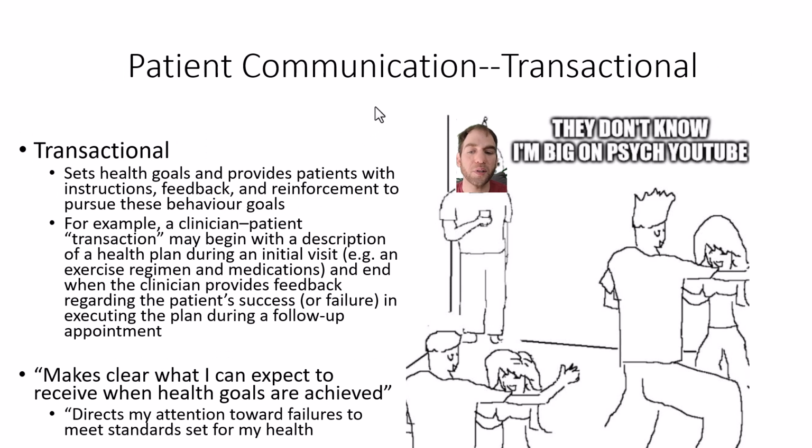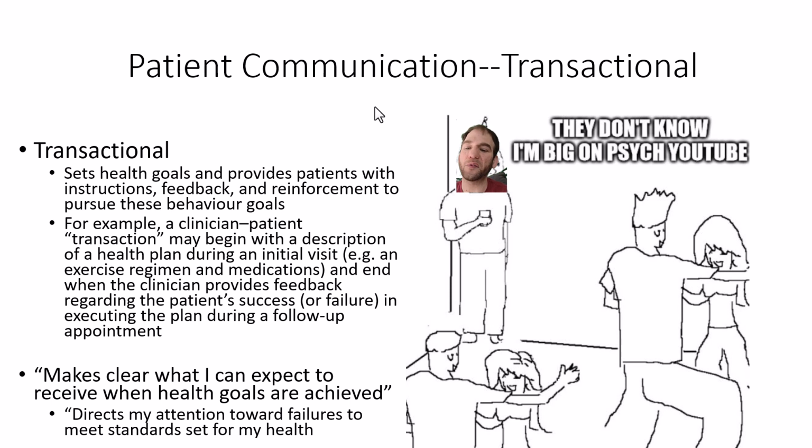Next, we have transactional. In transactional patient communication style, a practitioner sets health goals and provides patients with instructions, feedback, and reinforcement to pursue behavioral goals. For example, a clinician-patient transaction may begin with a description of a health plan during an initial visit, such as an exercise regime and medications, and end when the clinician provides feedback regarding the patient's success or failure in executing the plan during a follow-up appointment. A common quote describing this style would be: makes clear what I can expect to receive when health goals are achieved, directs my attention towards failures to meet standards set for my health.